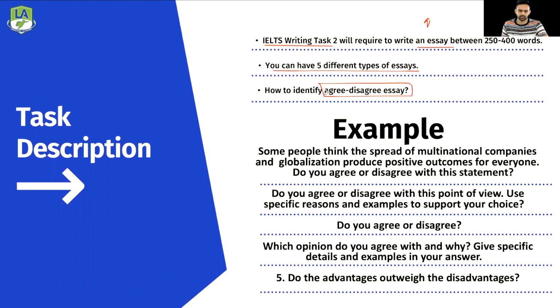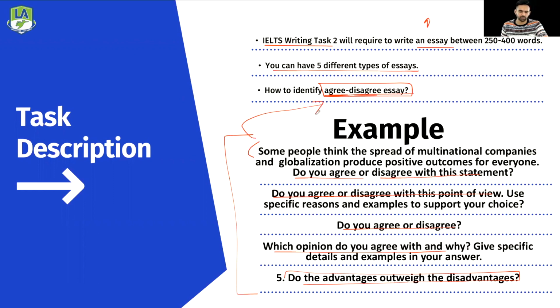How do you identify whether this is an agree disagree essay, or a to what extent do you agree or disagree essay? That's a different type of essay. Now, a lot of students are confused about these two essay types. How do you identify agree or disagree? With statements like: Do you agree or disagree with this statement? Do you agree or disagree with this point of view? Which opinion do you agree with and why? Do the advantages outweigh the disadvantages? Any of these phrases along with the essay prompt, you have to write an agree and disagree essay.